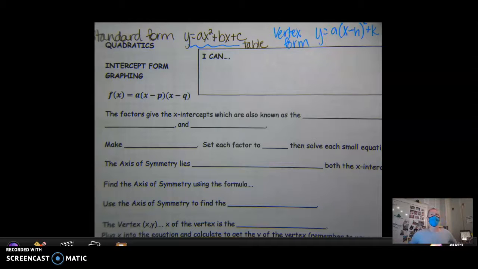Do you guys remember how to factor from that whole unit? Where you do the crisscross, the number on top, the number on bottom, this is the number you multiply to, this is the number you add to, and then you do the two parentheses.